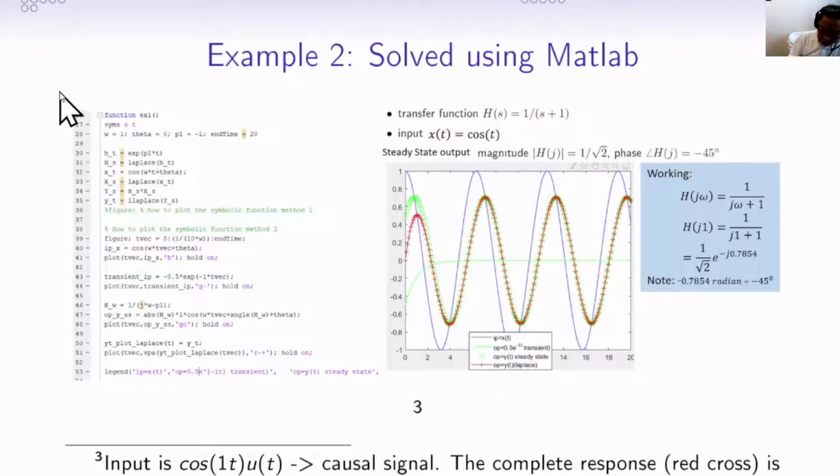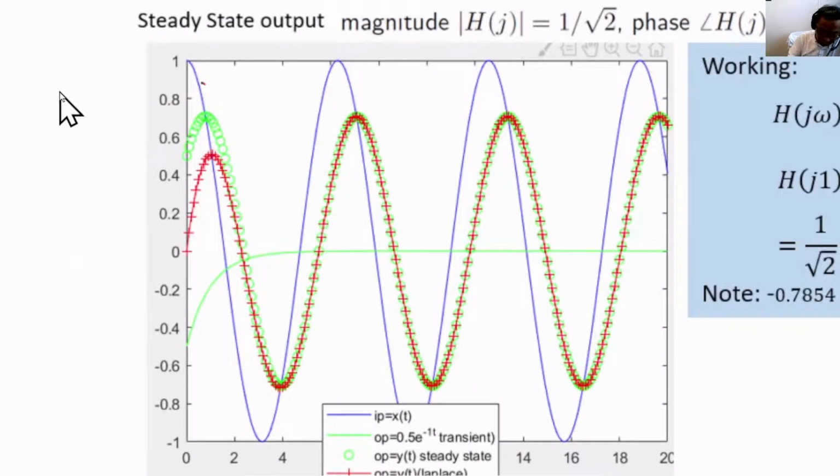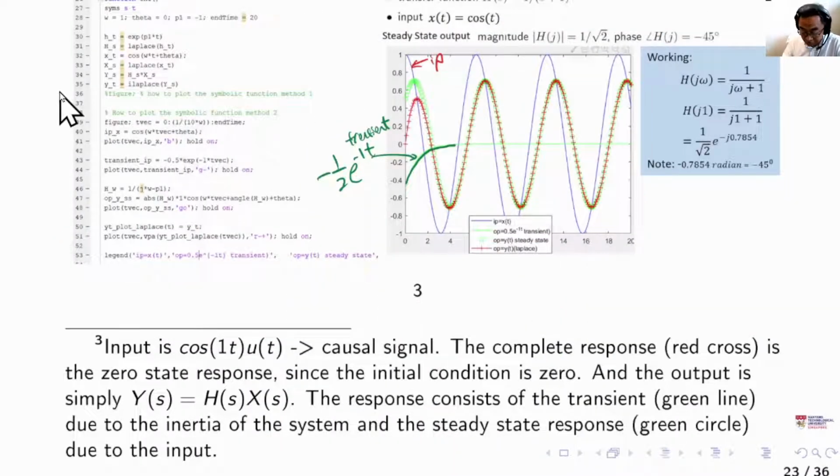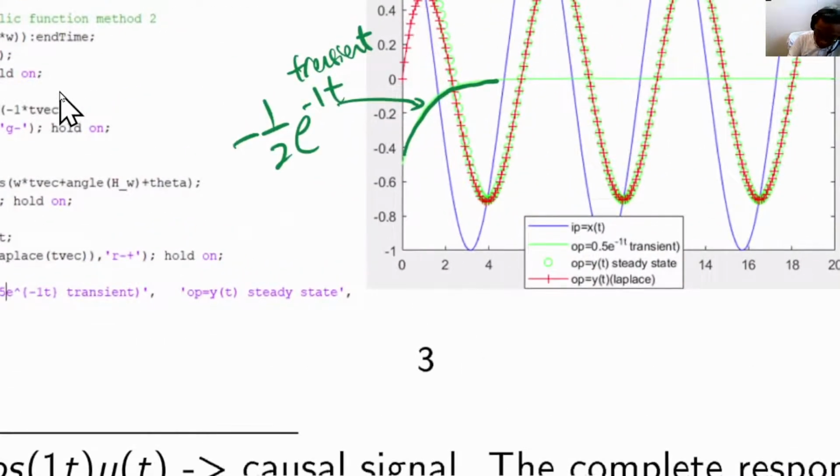On the next page, we solved exactly the same thing using MATLAB. So let us see how we do. Let's see the figure first. The blue is the input, and this green here is the transient. Its equation is minus half e to the minus t. Notice that it starts at minus 0.5 at time 0. As time increases, the exponential becomes smaller and smaller, and after about 4 seconds, it becomes almost 0.